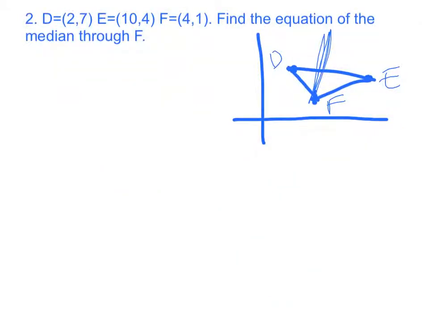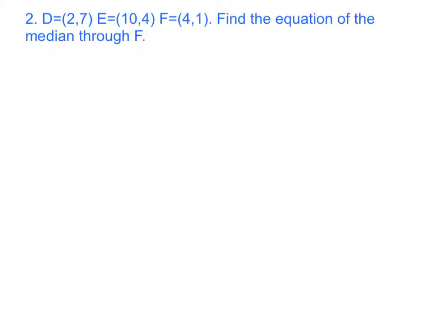So here is the next question with a picture already drawn. D is (2, 7), E is (10, 4), and F is (4, 1). We're looking for the equation of the median through F. Now that's actually not right. So we're just going to take that off. Excuse me, there. Take that away and we'll start that little diagram again.